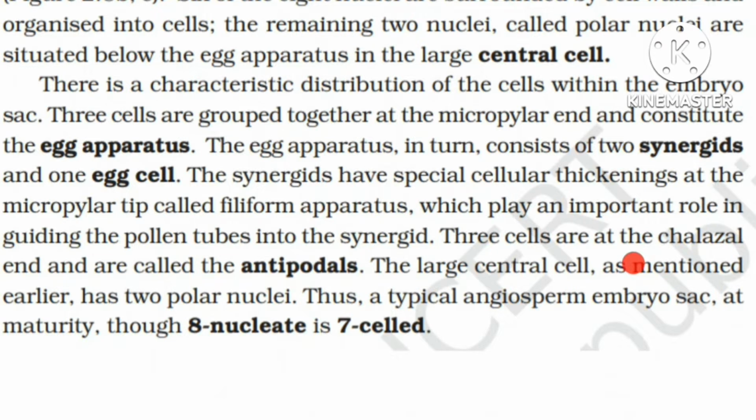3 cells are at the chalazal end and they are called antipodals. The large central cell, as mentioned earlier, has 2 polar nuclei. Thus, a typical angiosperm embryo sac at maturity, though 8-nucleate, is 7-celled.